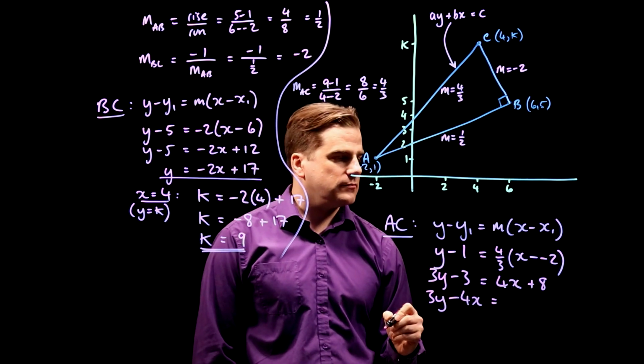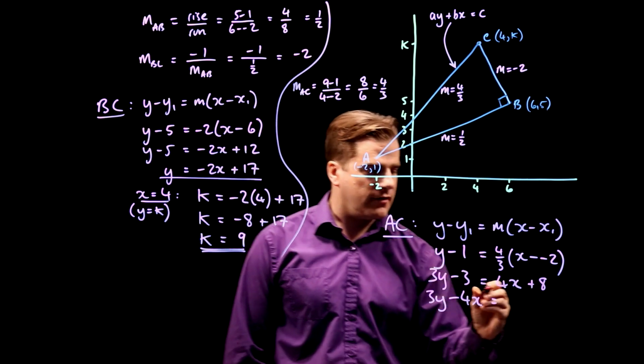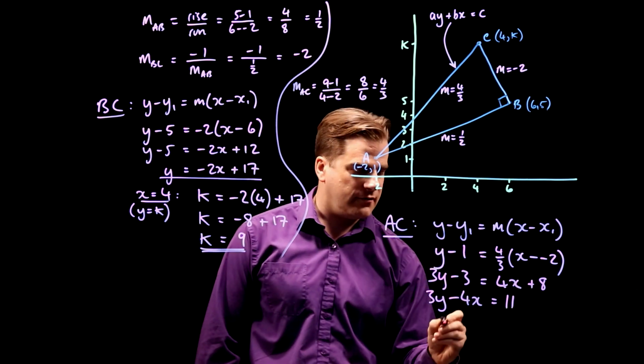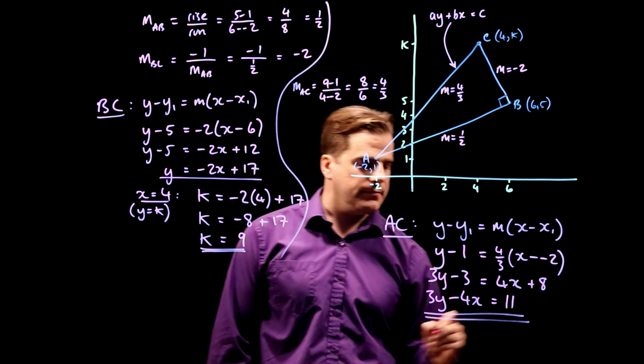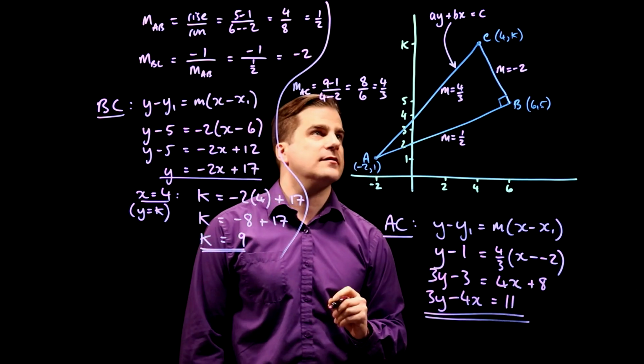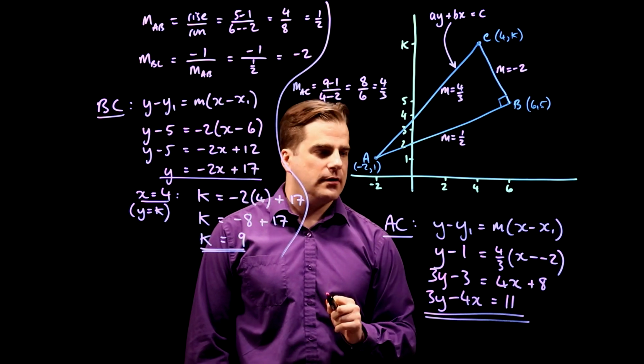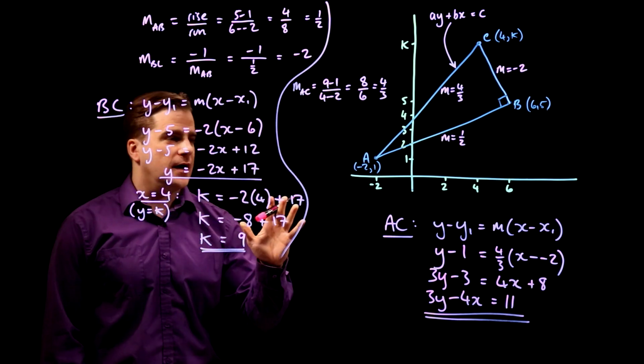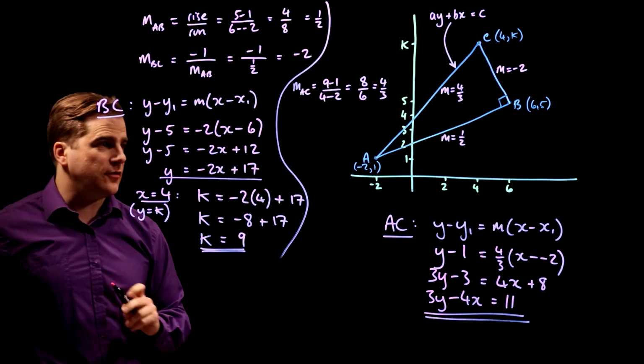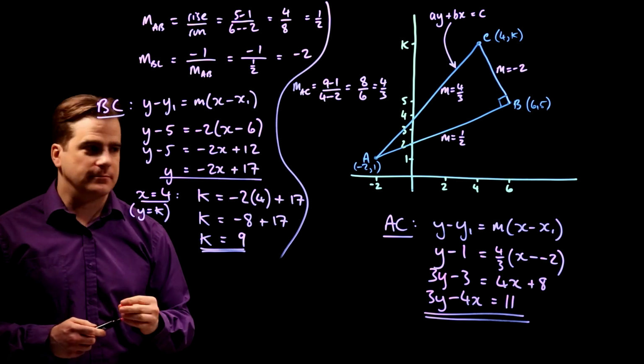Equals, take the 3 over there. 3 plus 8 is 11. There we go. 3y minus 4x is 11. Good. Right. I'll now show you the second way how to do it using Pythag.